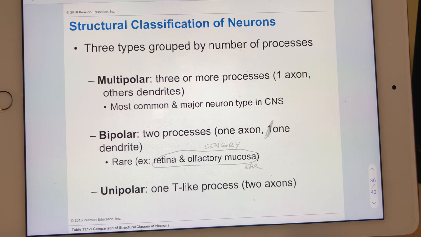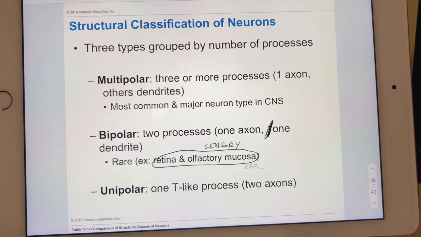Bipolar neurons only have two processes. One axon, and one dendrite, okay? They're much more rare or much less common, okay? In fact, we're going to find them only in your olfactory mucosa. That's the very roof of your nasal cavity where your olfactory neurons are embedded. Those olfactory neurons are bipolar, okay? And in your retina, some of your photoreceptors, or some of the neurons that are involved in photoperception are bipolar. These, of course, are also sensory. We'll state that again.